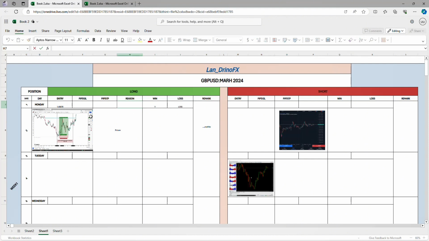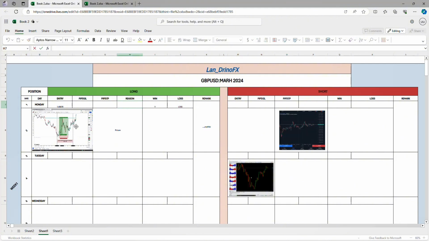And then at the end of that day, which is a Monday, you are going to come here and write your daily remarks. Why did you take that trade? When you took that trade, was there a news impact that affected your trade? Were you stopped out before the trade moved in your direction? Did the trade actually hit your TP? You are going to write everything here, under remarks for that day.